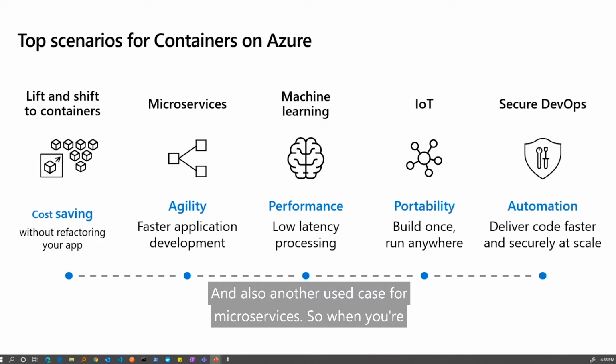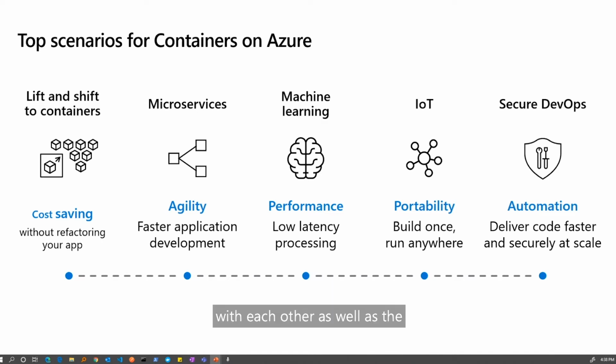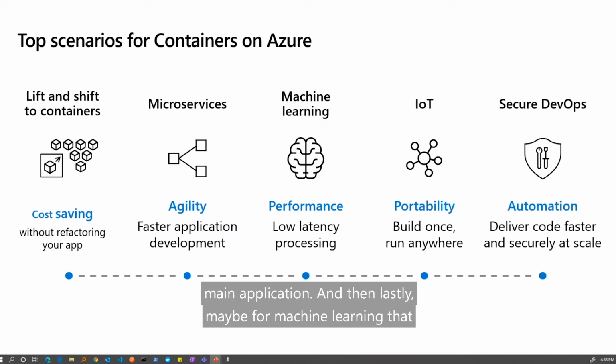Another use case is for microservices. When you're building a huge application with tons of features, it's a good practice to break it down into different microservices. You can do that with AKS by hosting different microservices in different nodes that can all interact with each other as well as the main application.